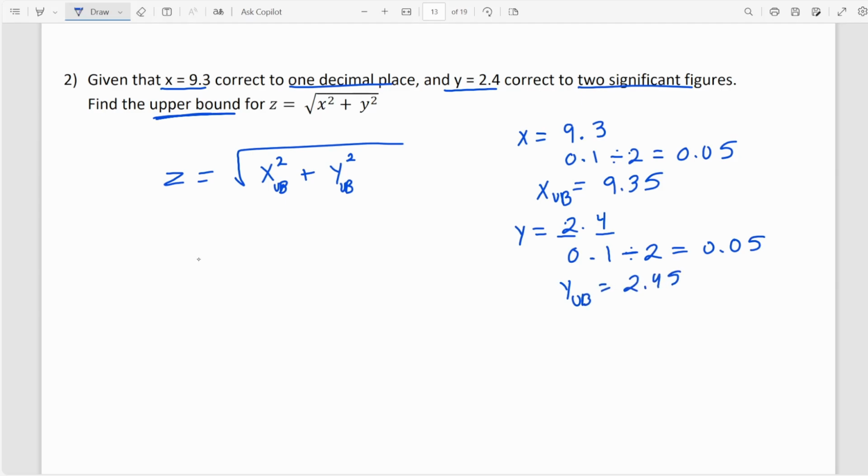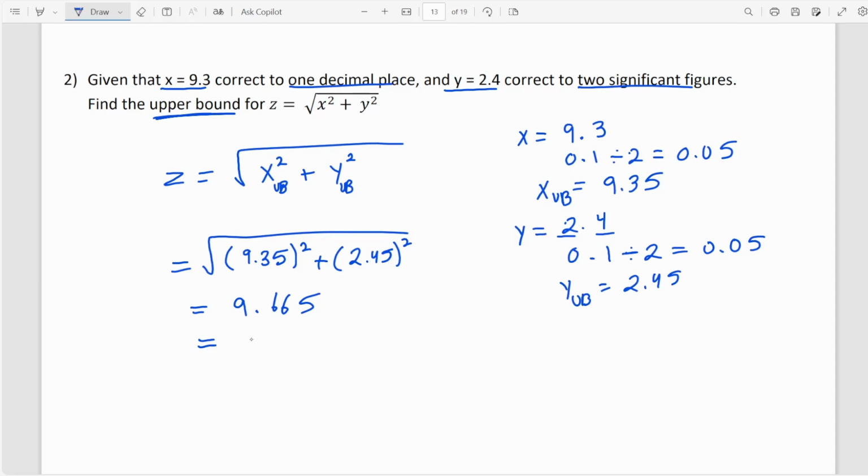So now we'll go ahead and substitute our variables. 9.35 squared plus 2.45 squared, all under the root. I will go ahead and plug those on the calculator. So we get 9.665 and a bunch of more decimals. Now rounded to 3 significant figures, this is 9.67. That's it, this is the answer.